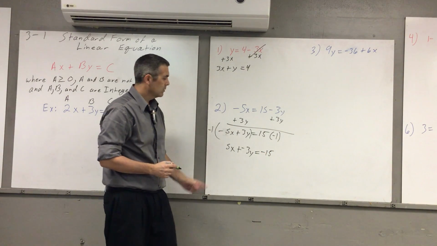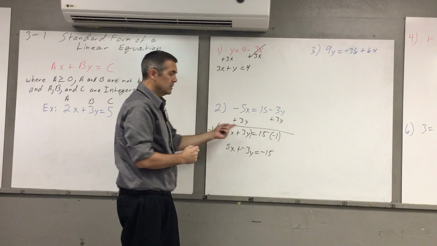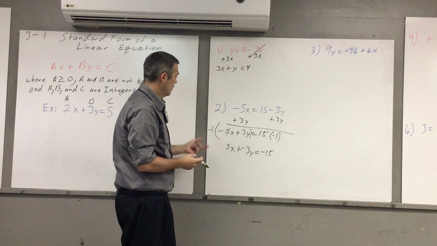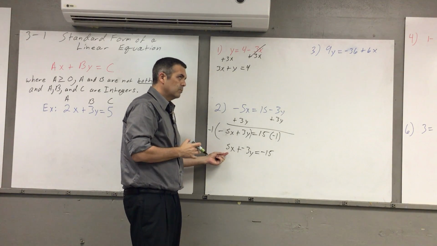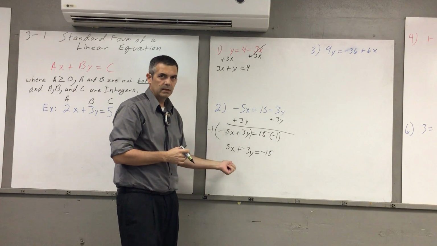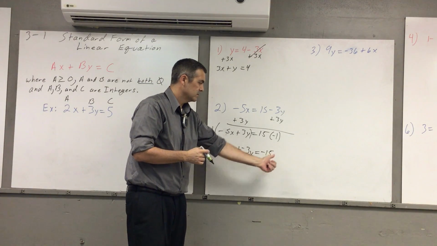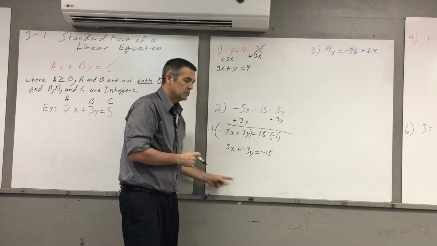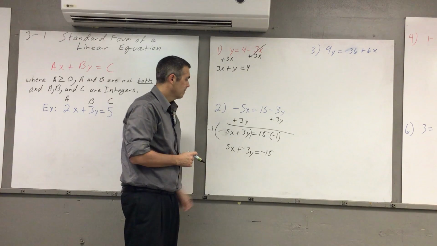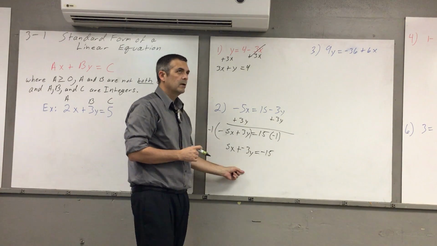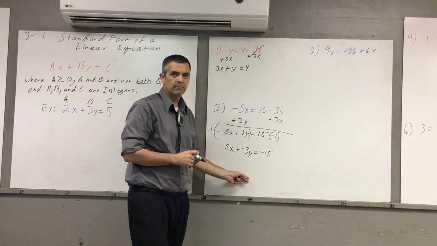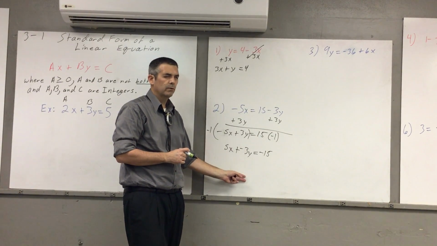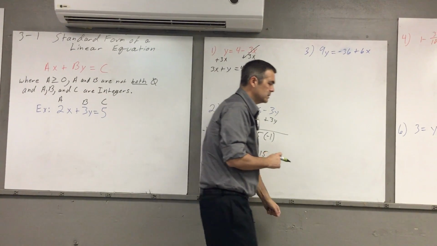Okay, that's what we're looking at here. Pay attention, understand what's going on when you're doing this. We want it to be positive, so it can be 5x plus negative 3y equals negative 15. This is what you should be looking for. It'll come into play later on when we do slope-intercept form again, and a few other forms. So be understanding what that is.